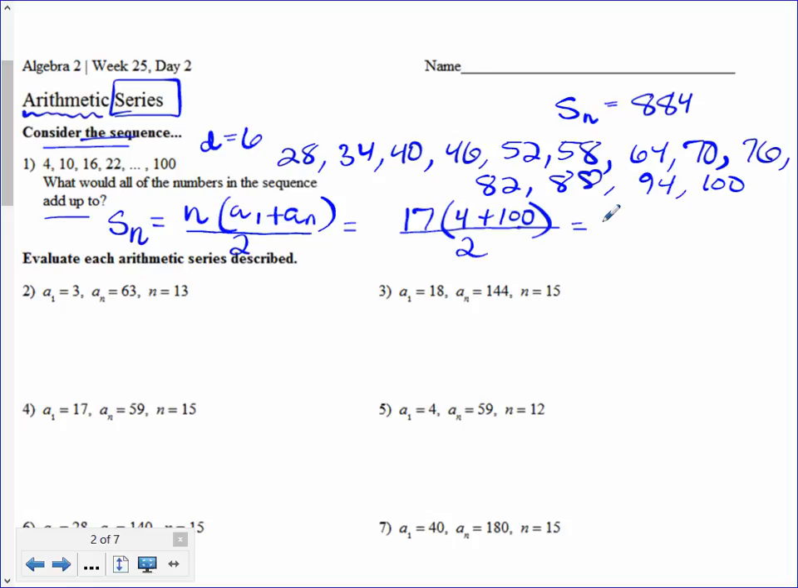You probably can't do 17 times 104 in your head. I wish I could, though. 17 times 4, 68. 1,768 divided by 2. Something like that. 884. So not only is it a good bit faster, it's also a lot less room for mistake.